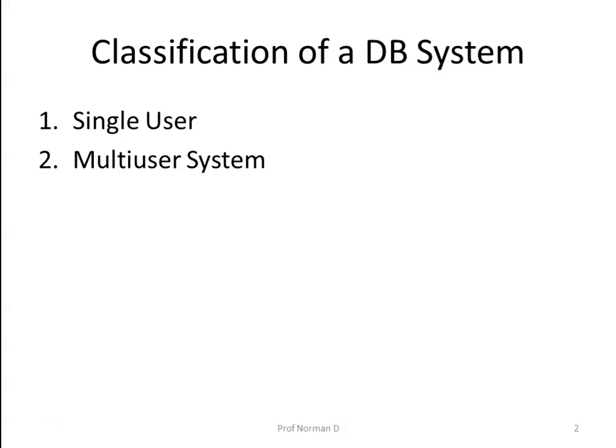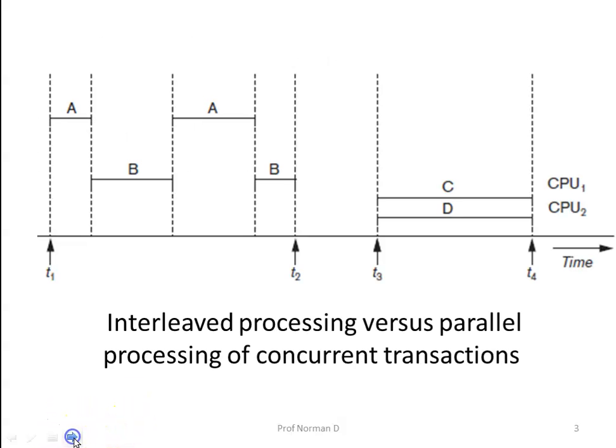A DBMS is single-user if at most one user at a time can use the system. And it is multi-user if many users can use the system and hence access the database concurrently. That means transactions are happening in a concurrent fashion. For example, an airline reservation system is used by hundreds of travel agents and reservation clerks concurrently. So basically, you classify your database as a single-user or a multi-user system.